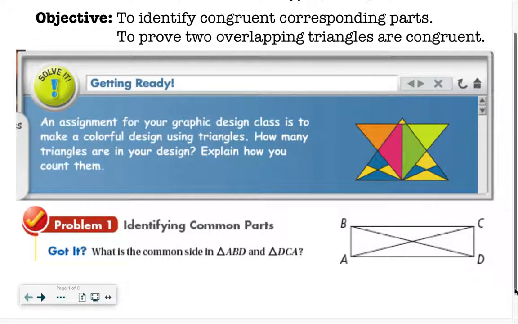So, first thing we're going to talk about is what two triangles have in common. Okay? In this case, I'm looking at triangle ABD, this red triangle, and triangle DCA, which is this green triangle. So what side is both red and green? AD. So that's the side they have in common. Sound simple enough? No. I'm just kidding.